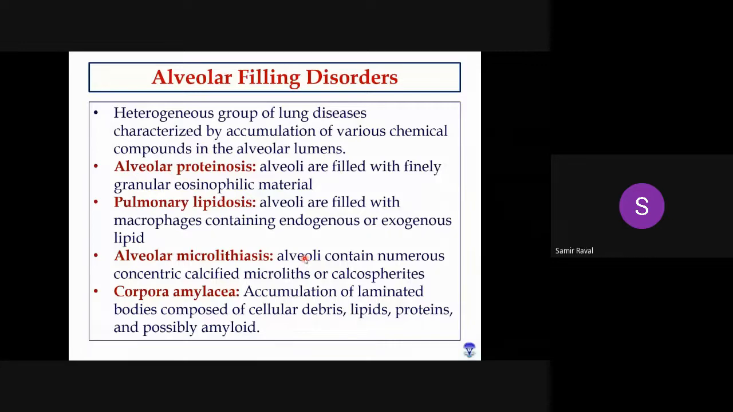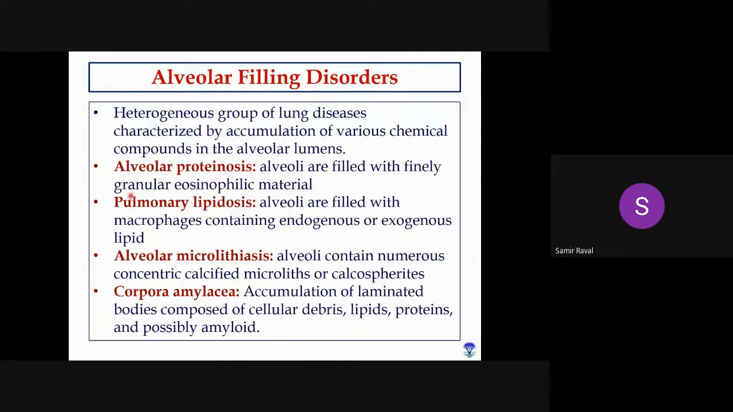Now we'll move towards another important term which is related to lung pathology. In the majority of cases, when some materials get accumulated inside the lungs, particularly inside the alveoli, then we will use the word alveolar filling disorders, right? Alveoli are filled with some other materials rather than air. In that case, we will use the word alveolar filling disorders.